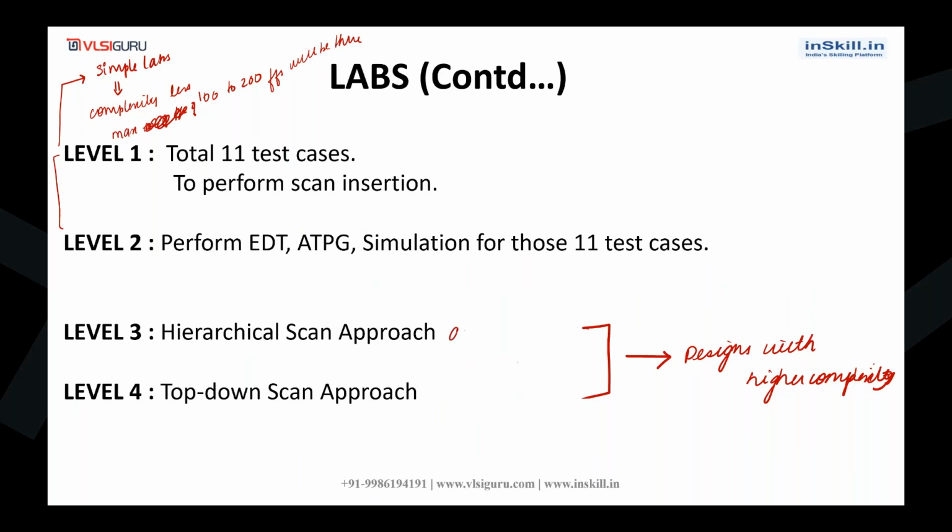In level 3 projects you will be having around 4K flops, and in level 4 projects you will be having around 44K flops.